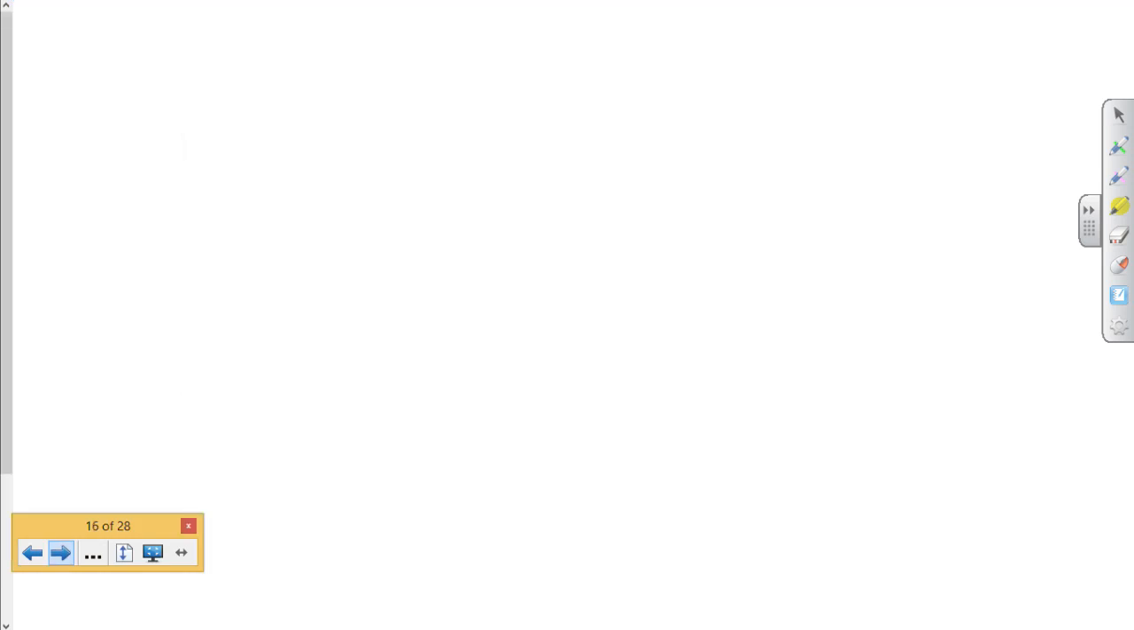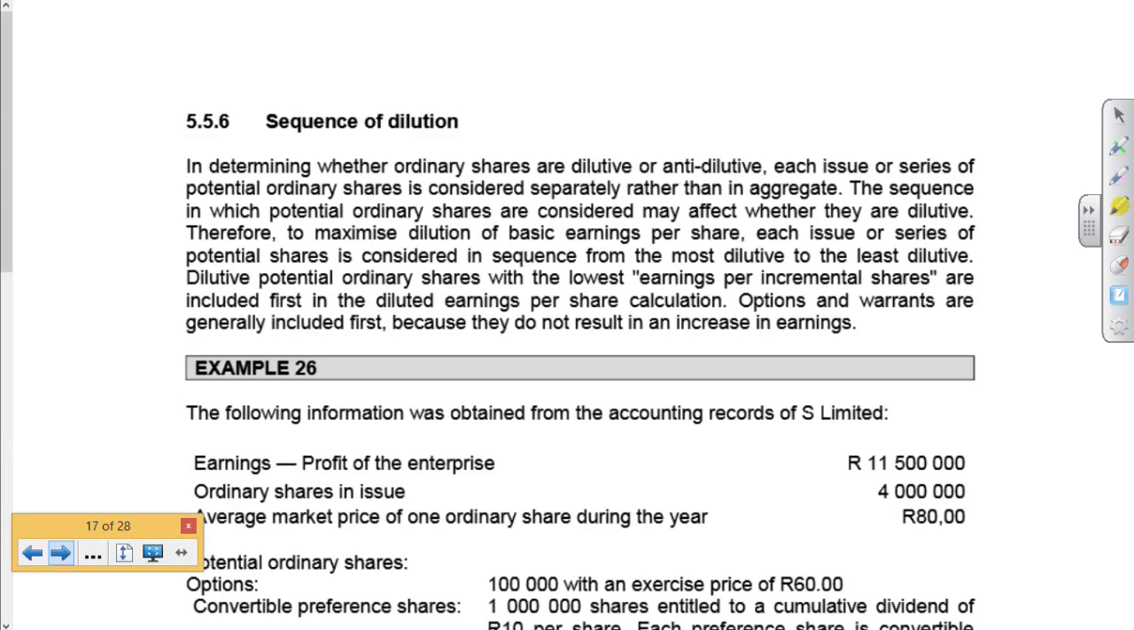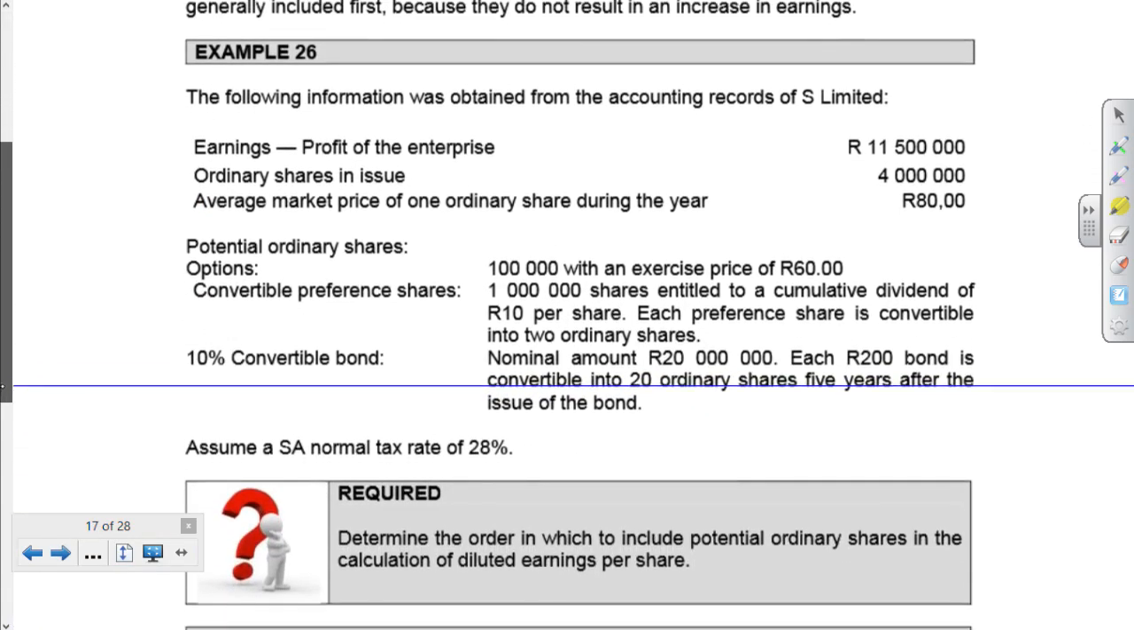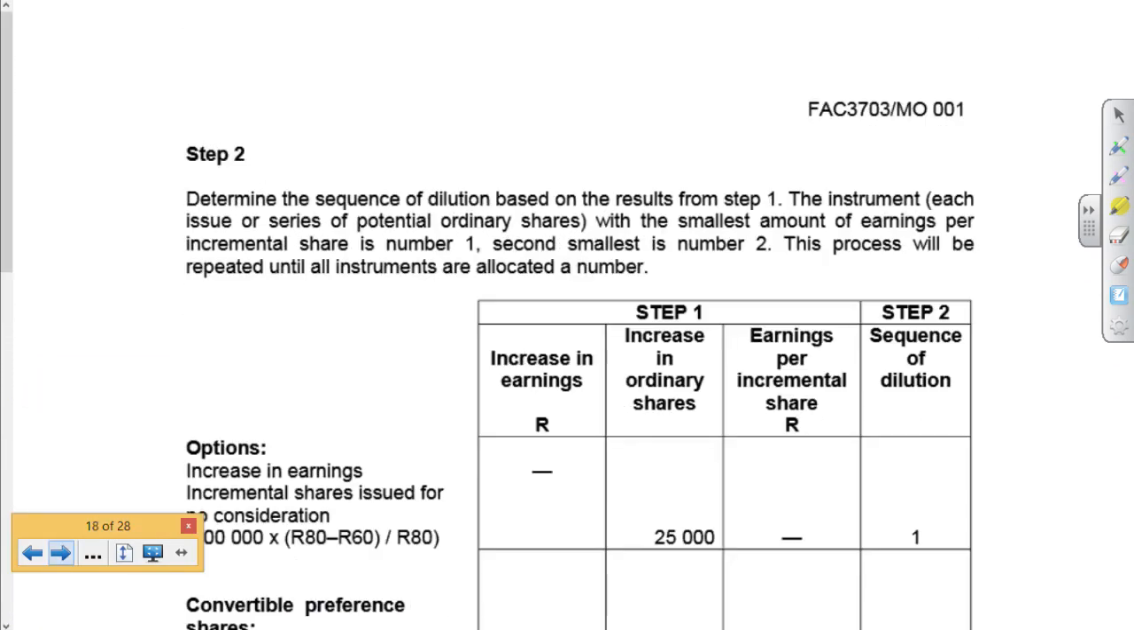All right, there's one more left, which is the deferred, no, what is this now? A sequence of dilution first.